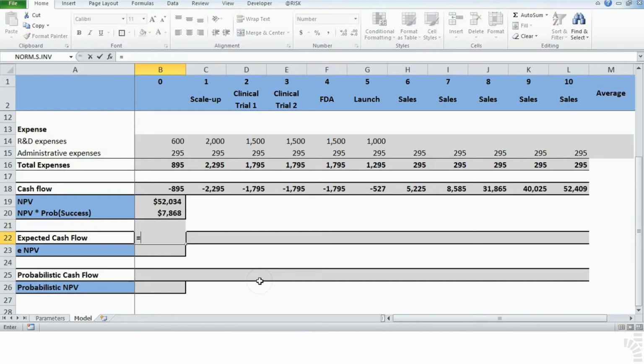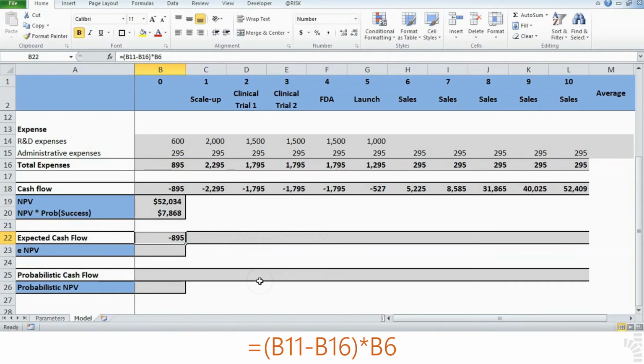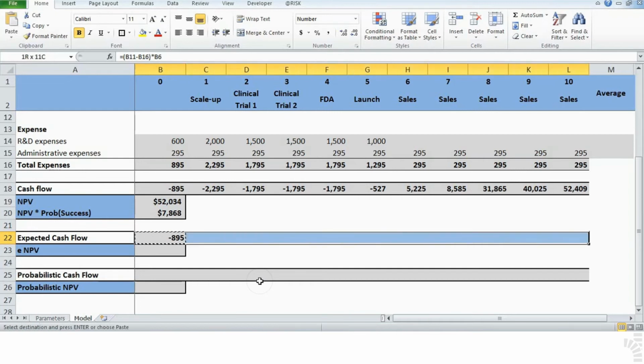67. On cell B22 write a formula to calculate expected or risk-adjusted cash flow: equals (B11 minus B16) times B6. Essentially, we are multiplying net cash flows times the respective risk factor of each one of the years, that is, the probability of a successful outcome on each one of the stages. 68. Copy and paste this cell to the remaining range B22:L22 to complete expected cash flows.